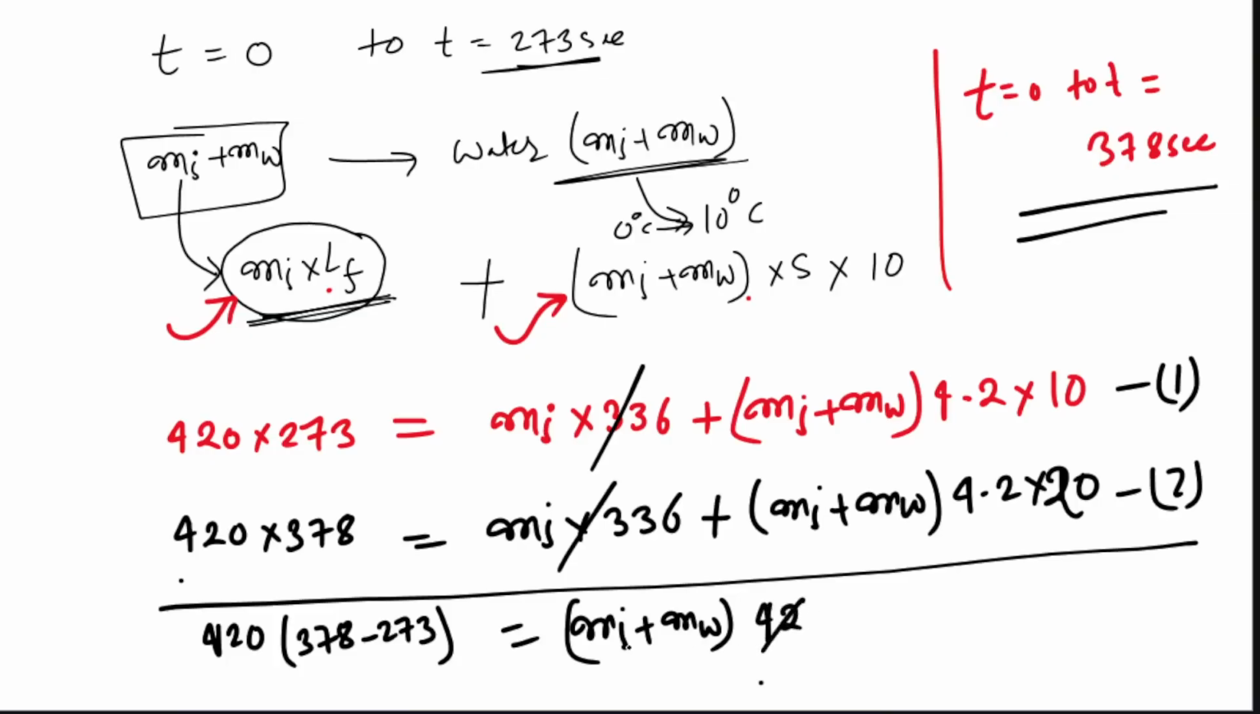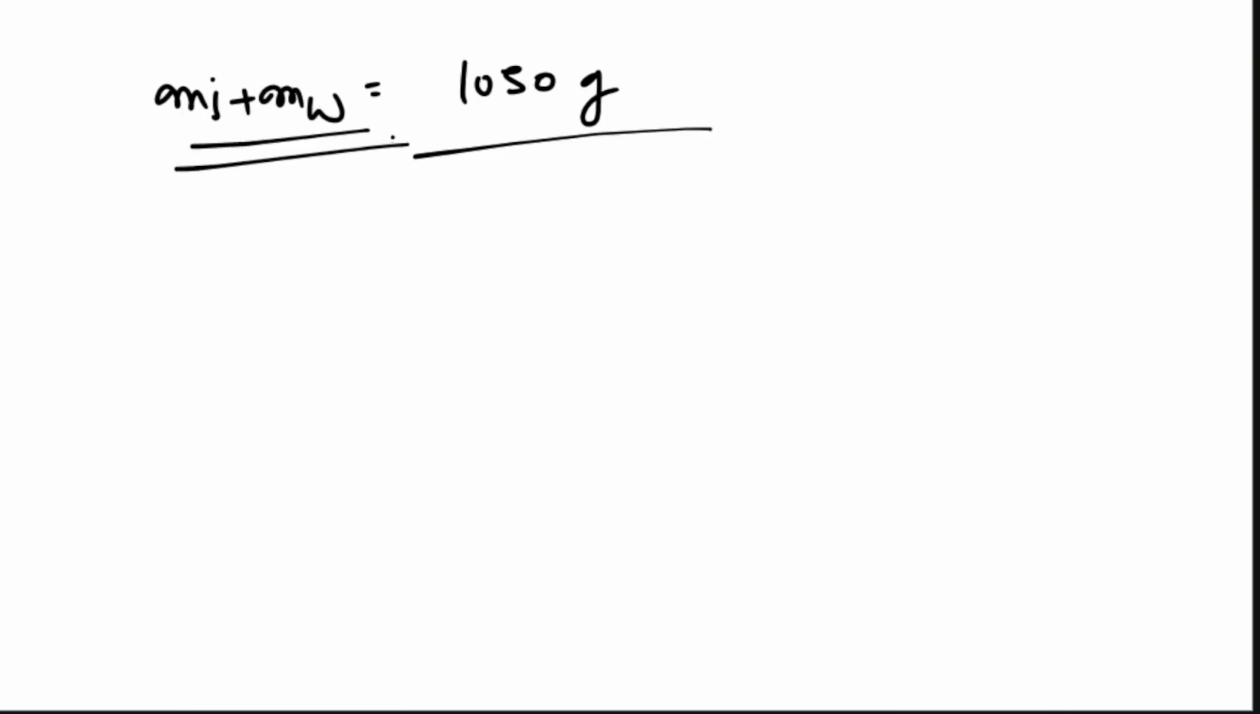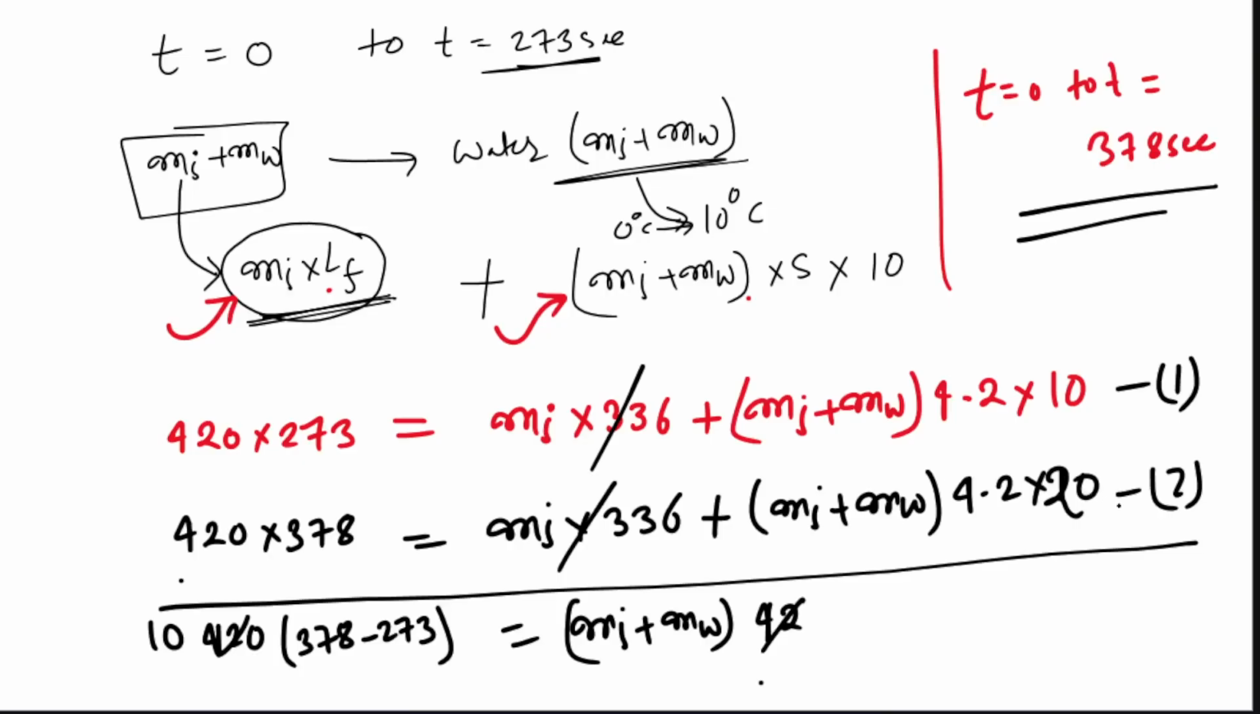Done it? And this will become how much? This is 10, and if you do 378 minus 273, 105 will come, right? So mi plus mw we have got. Mi plus mw is equal to how much? 1050 gram. This is the thing. Now we are interested in mw. So do one thing: put the value of mi plus mw in equation 1 or in 2. So let us put it in equation 1.